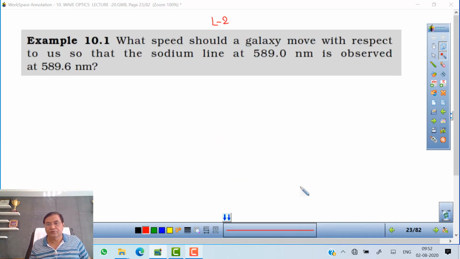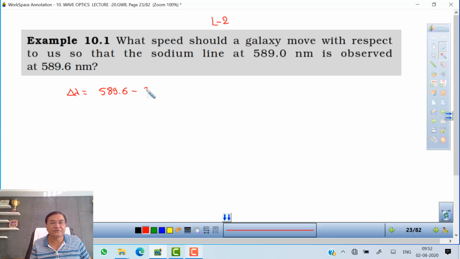So here you can see: what speed should the galaxy move with respect to us, so that the sodium light at 589.0 nanometer is observed at this? So you can say delta lambda is equal to 589.6 minus 589.0. So it is 0.6 nanometer, and it is positive.